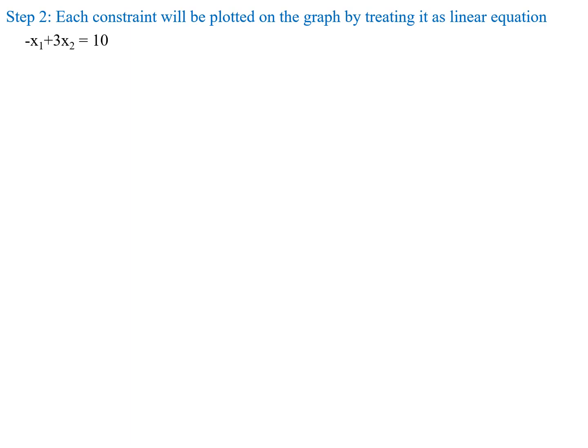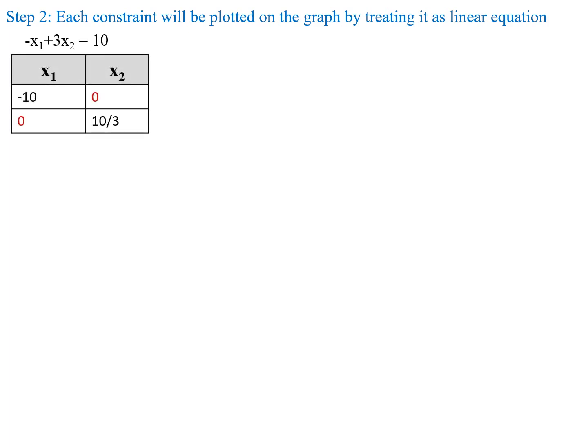First constraint equation is minus x1 plus 3x2 equal to 10. Assume x2 equal to 0 and substitute in the above equation. Then we will get the x1 value as minus 10. Similarly, assume x1 equal to 0 and substitute in the above equation. Then we will get the x2 value as 10 by 3, and coordinates for the first constraint equation are minus 10 comma 10 by 3.